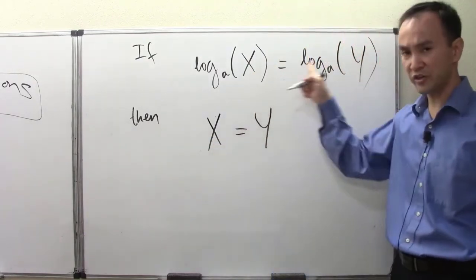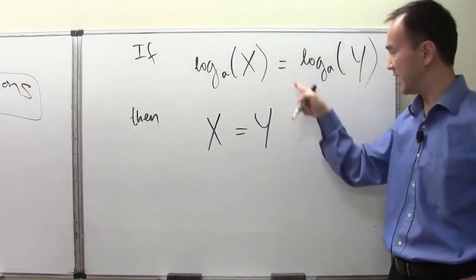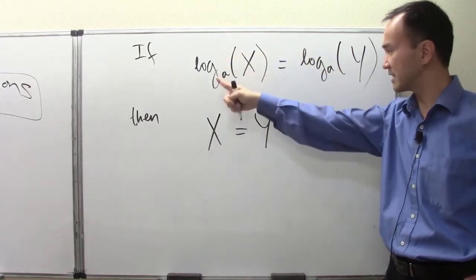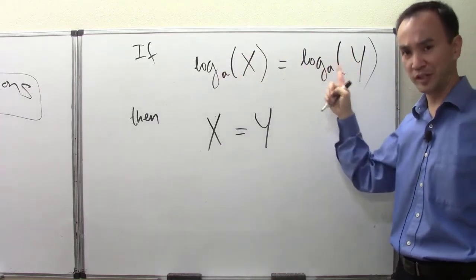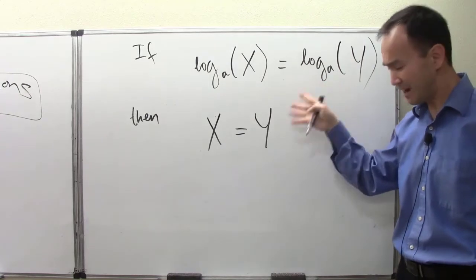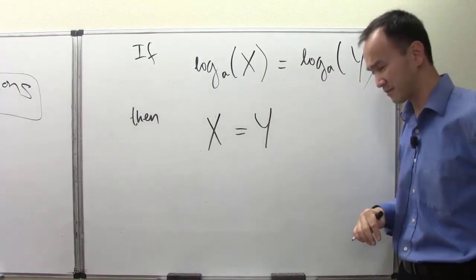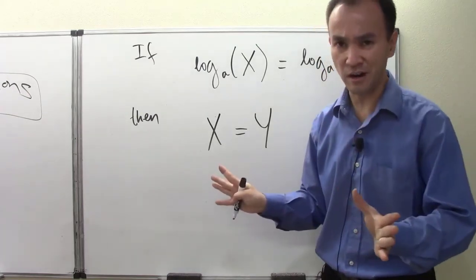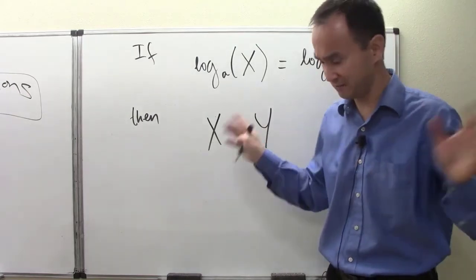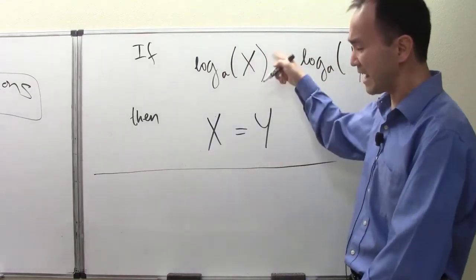The two arguments inside of our logs will also be equal, as long as we knew from the beginning that the two log expressions were equal. Now, how did this come about? How did this come about right here? On this rare occasion, allow me to show a formal proof. How did that happen?